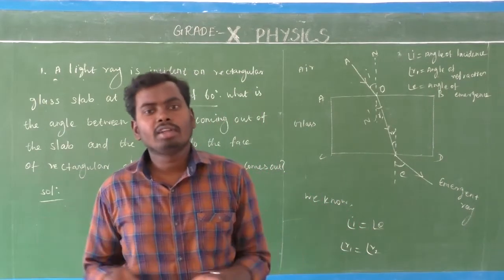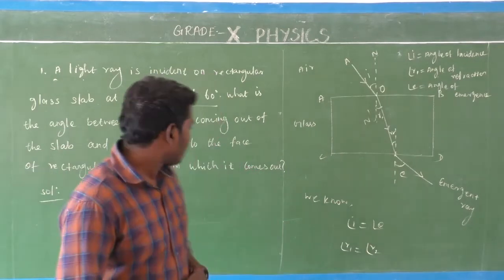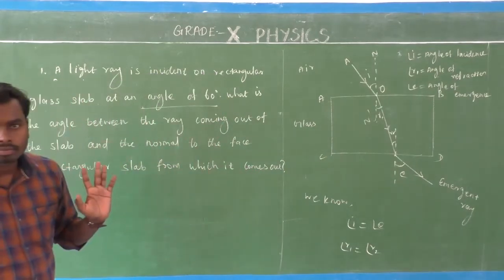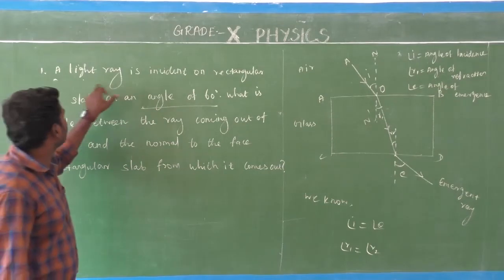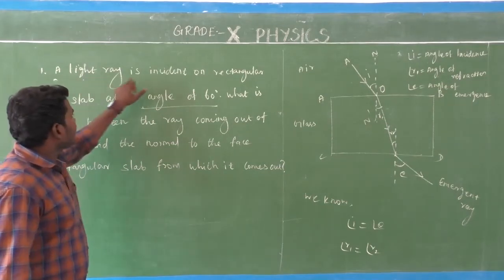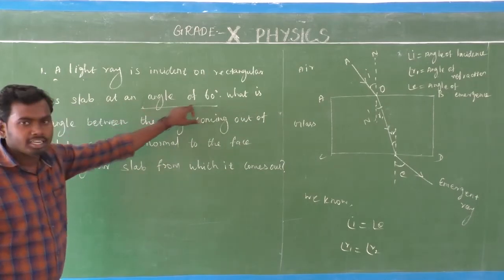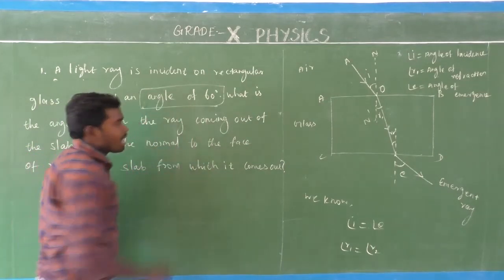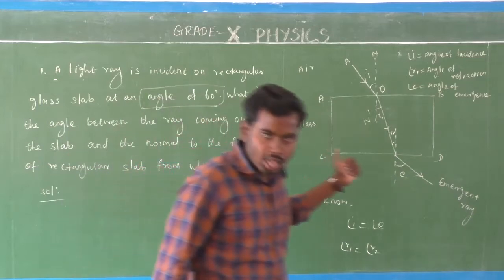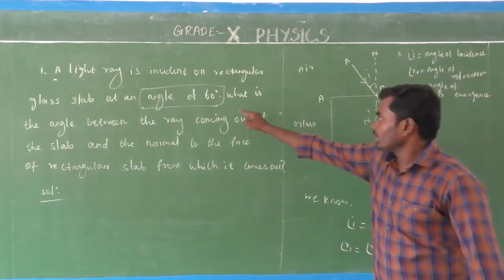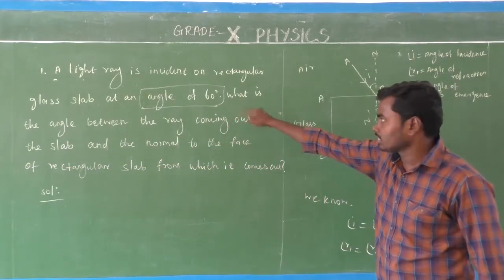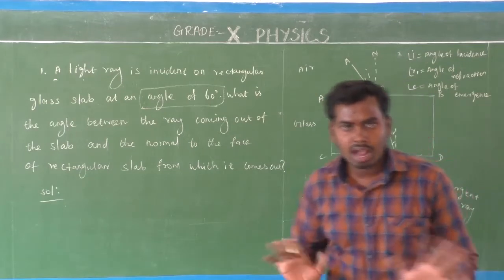So what is the angle of incidence, sir? That is the next question. Look at here. The question is: the light ray is incident on a rectangular glass slab at an angle of 60 degree. Mark this. Do you think that is angle of incident, which means 60 degrees angle of incident? No, that is not angle of incident.